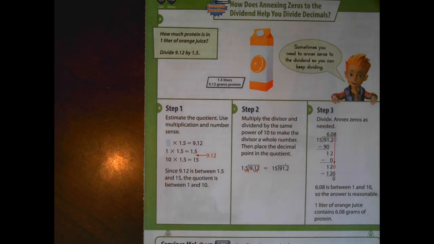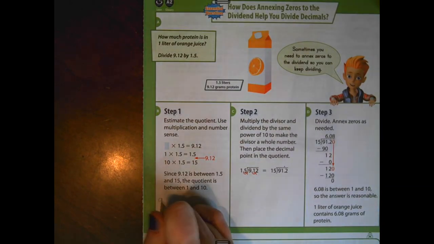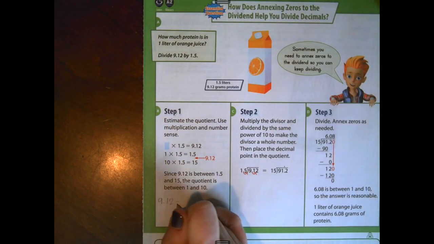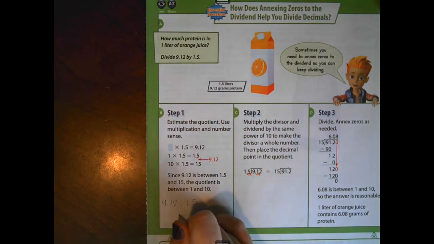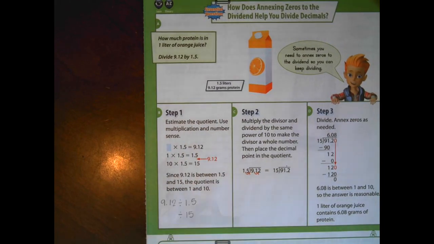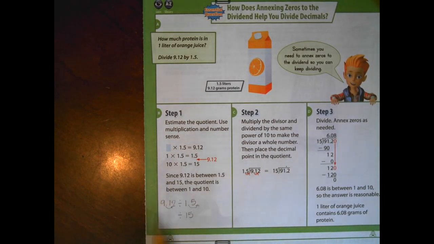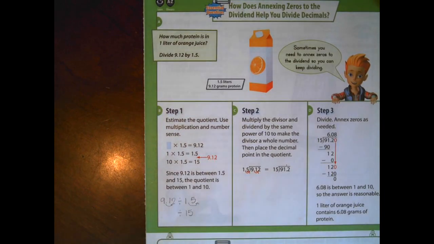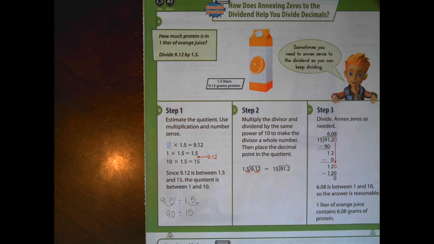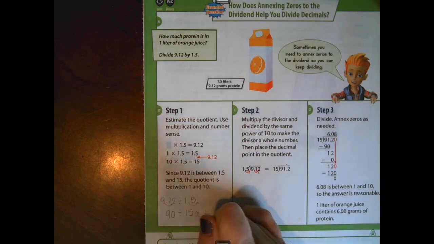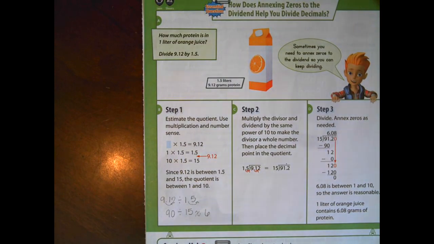A lot of you will look at it as if we're dividing 9.12 by 1.5. We already know that we're going to move the decimal to make the whole number out of the divisor. So if we moved that decimal over also one place in the dividend to reflect the same movement, the same balance, then we'd get 91.2. Guys, we all know that 90 is a multiple of 15. So if we do that, then we're going to get a quick estimate of about 6 grams of protein.